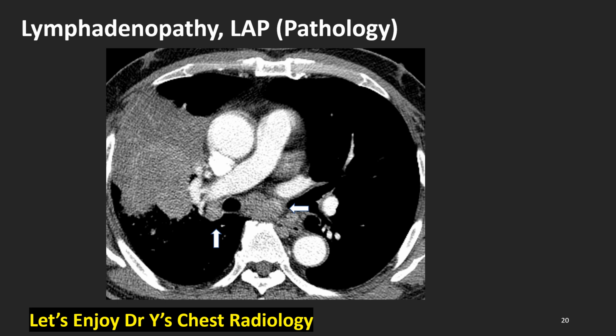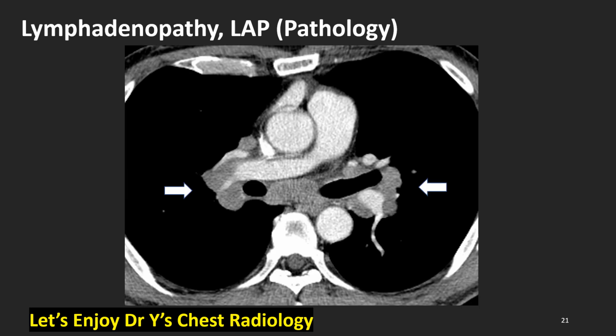Lymphadenopathy pathology. Arrows indicate right interlobar lymph node and subcarinal lymph node enlargement due to right upper lobe adenocarcinoma of lung cancer. Lymphadenopathy pathology. Arrows indicate lymph node enlargement, lymphadenopathy of sarcoidosis patient.